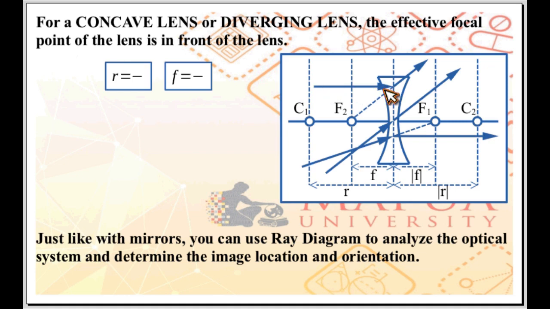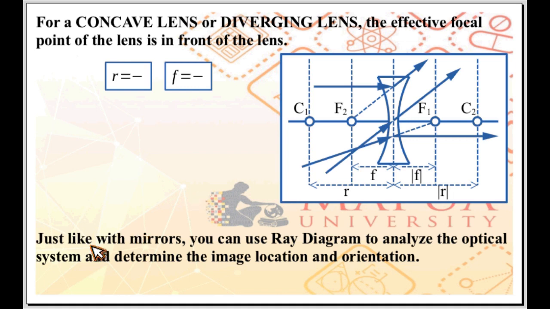Any light ray that is parallel to the center line, when it strikes the lens and passes through the lens, is focused away from F2, away from the effective focal point. Thus, you have a diverging lens. Any light ray that is directed towards the first focal point, towards F1, when it passes through the lens, becomes horizontal, parallel to the center line. And any light ray directed towards the midpoint of the lens will simply pass through the lens and not change.